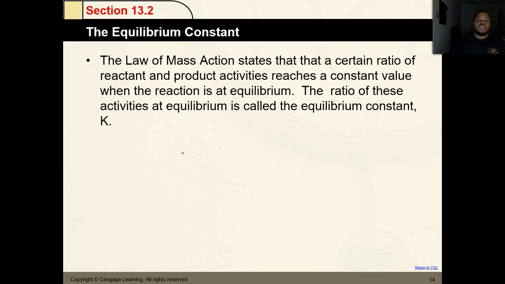Now, in order to understand what's going on with the equilibrium constant, we're going to bring in this term called the law of mass action, which basically states that a certain ratio of reactant and product activities reaches a constant value when the reaction is at equilibrium. In other words, when we look at our products and our reactants overall, there's going to be a certain value that can be representative of that point when the reaction hits equilibrium. This ratio is what we're going to call K, or the equilibrium constant.